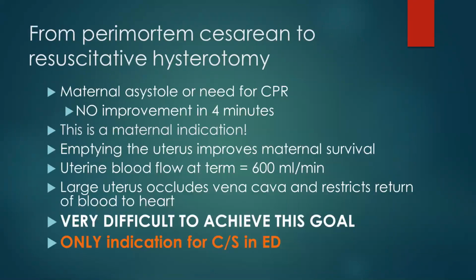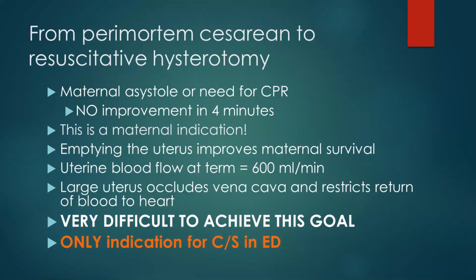So from perimortem C-section to resuscitative hysterectomy. These are essentially the same procedure. However, keep in mind that the perimortem C-section or resuscitative hysterectomy is really for maternal indications. The traditional thinking has been that you do the perimortem C-section if mom has gone into asystole and you've performed CPR for at least 4 minutes. And if she doesn't improve in that time period, you perform the C-section. Now keep in mind, studies have shown that this is extremely hard to do.